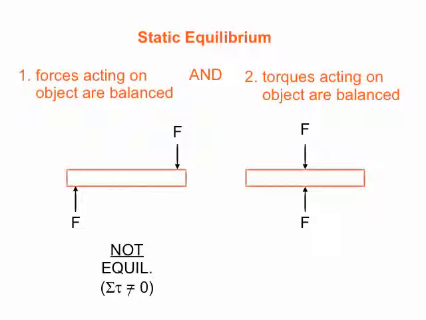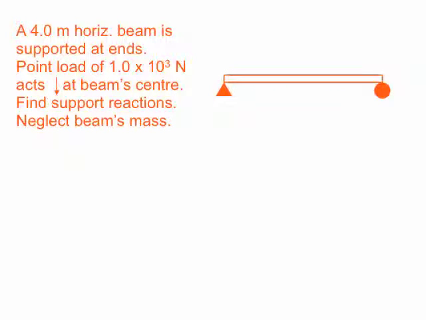But if the forces are at the center, now you have equilibrium. Torque is 0. In the first example, torque is not 0. Their forces are balanced, they're the same, but what's going to happen? It's going to rotate about the center. Okay? Let's try an example.